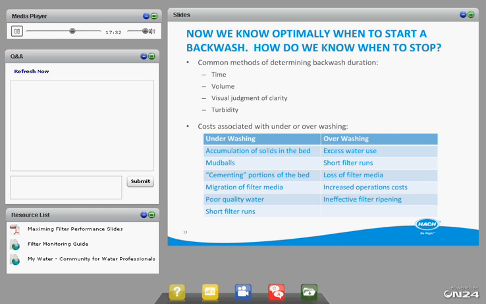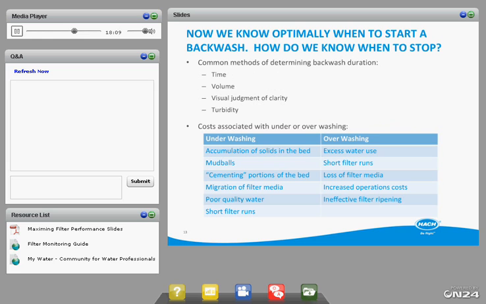So if we're using that level of sensitivity to determine when to start a backwash, how do we know when to stop? Well, this is something that's done on a daily basis in plants around the world, and operators have come up with many ways to manage the process. There's time, which is a traditional measurement, terminating a backwash after a certain period of time; the volume of water or air that's pumped through the backwash cycle; even a visual judgment of clarity, which is always recommended, even with measurement; and lastly, measurement through turbidity.